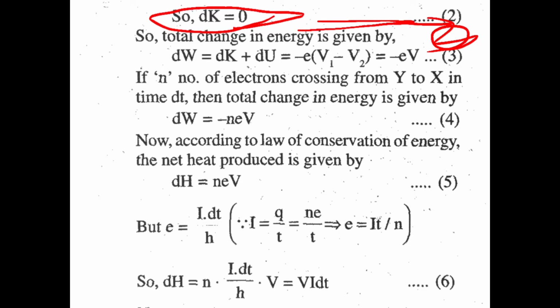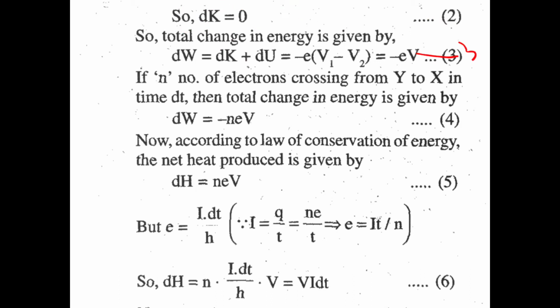We take equation 1 as the change in potential energy and equation 2 as the change in kinetic energy. So the total change in energy is the work done. The change in work done, dW, is equal to the change in potential energy plus the change in kinetic energy. As the change in kinetic energy is 0, dW is equal to the change in potential energy, that is eV. This is equation 3. Are you getting this?